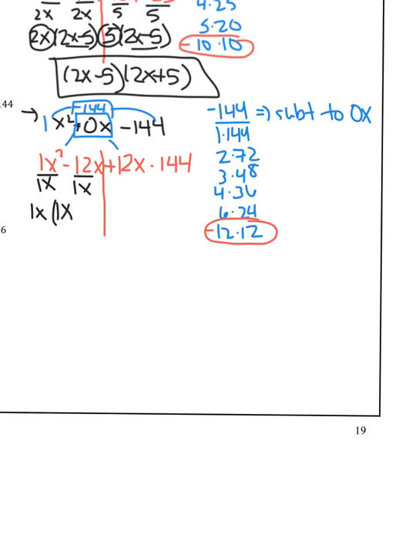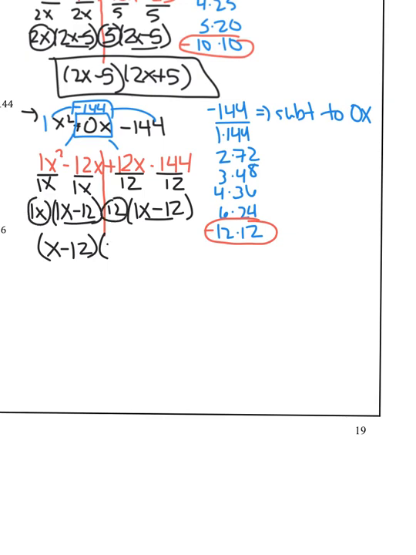X squared divided by x is x. Negative 12 divided by 1 is negative 12. X divided by x is 1. Over here, 12 and 144, my GCF is 12. Take a 12 out. 12 divided by 12 is 1 times that x. Negative 144 divided by 12 is negative 12, right? These two are the same. So I have x minus 12, or 1x minus 12. If you want to keep the 1, your choice. And then I have x and a positive 12, x plus 12.